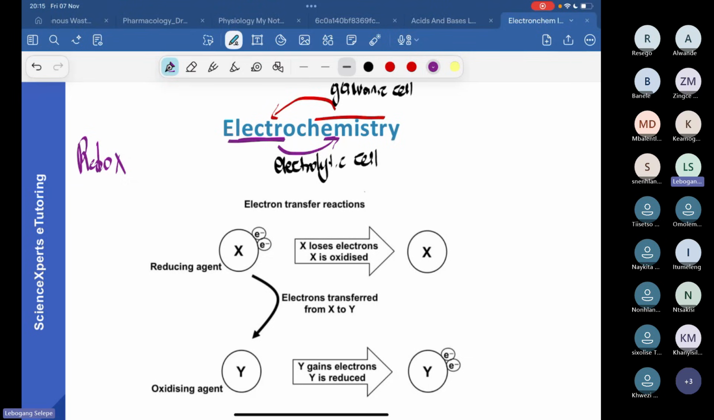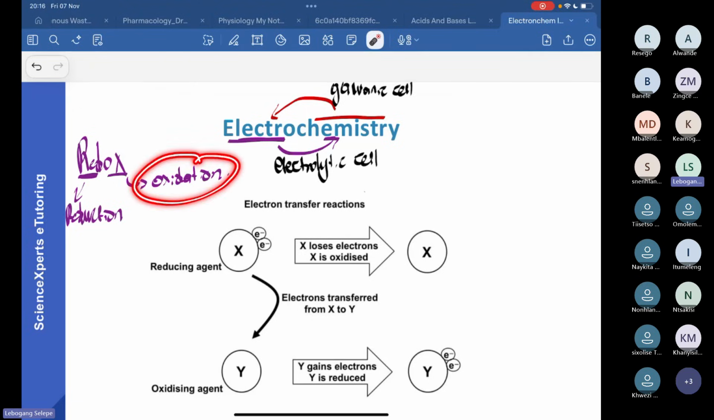And it's made up of two half reactions. One half reaction is called the reduction, and the other half reaction is called oxidation. You cannot have oxidation without reduction, and you also can't have reduction without oxidation. Because oxidation is the loss of electrons, so the electrons that this substance is losing need to be gained by another substance. And that substance that gains the electrons, because it's gaining negatives, we say that it's reduced. Does that make sense, guys?